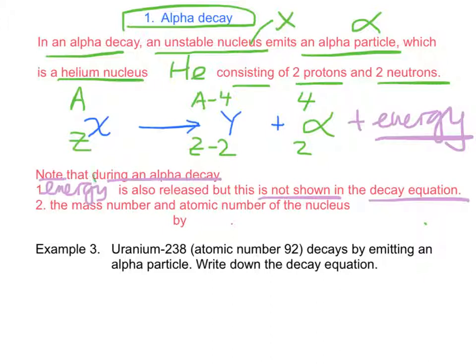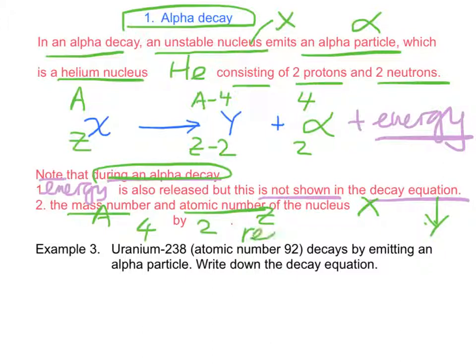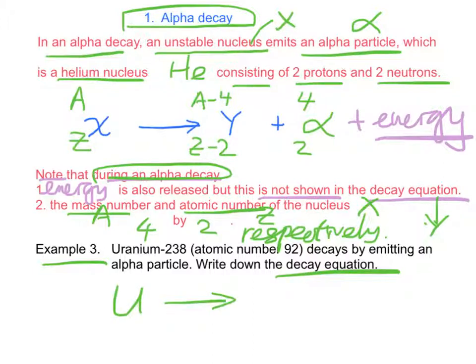Also, during an alpha decay, the mass number A and the atomic number Z of the nucleus X will decrease by 4 and 2 respectively. Example 3. The decay equation is uranium decayed to form the daughter nucleus Y plus an alpha particle.